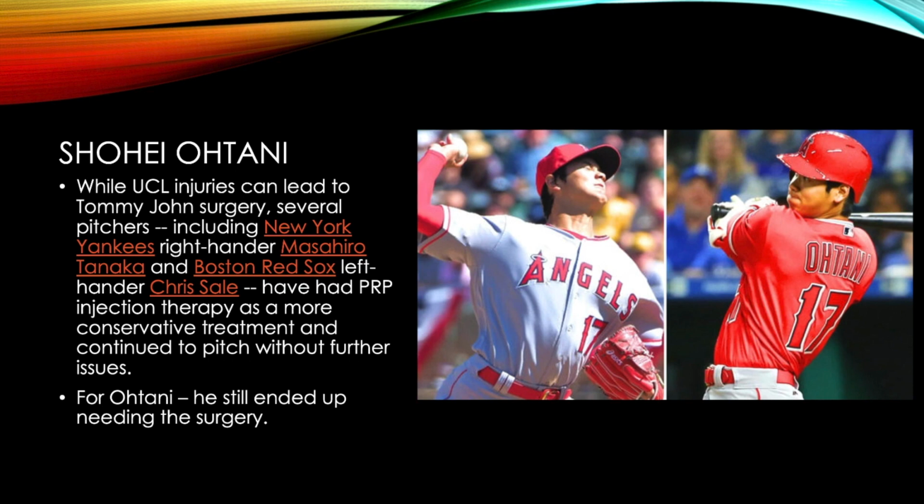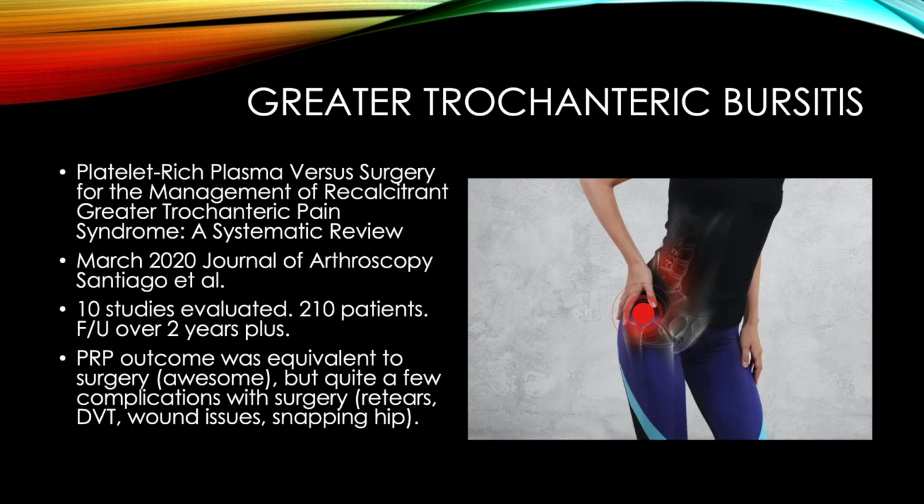All right, trochanteric bursitis. This is pretty exciting. PRP versus surgery. They both did well in these meta-analysis of 10 studies, over 200 patients. So they both did well. PRP therapies did really well, equivalent to surgery, but they didn't have all the complication rates, right? Like re-tears or blood clots or wound issues, snapping hip. So it's better, obviously, to try PRP therapy first.